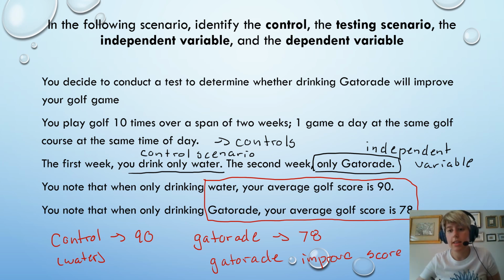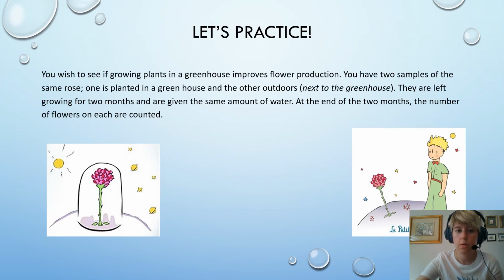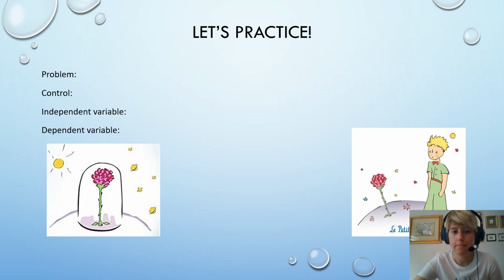Now, obviously, this is just a hypothetical scenario. There's a lot of other variables that you have to look at. But if we're looking at this from a basic setup, it would be this. So what I'd like you to do now is pause the video, read the scenario, and try to see if you can figure out what the problem is, what the control is, what the independent and the dependent variable are. Once you've done that, unpause the video and we'll go through the answers.